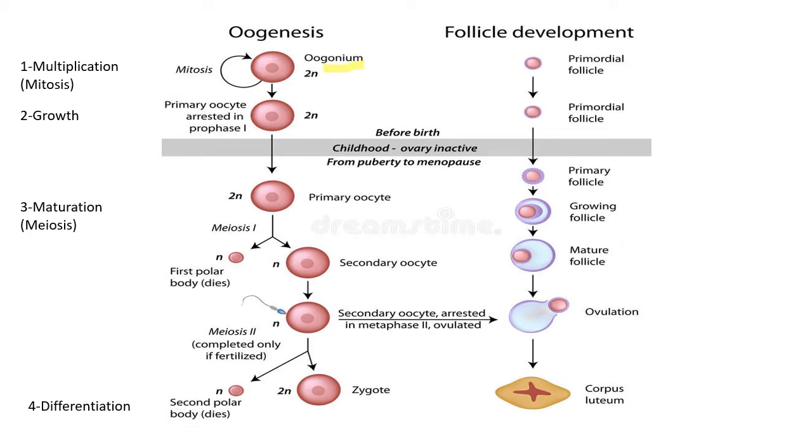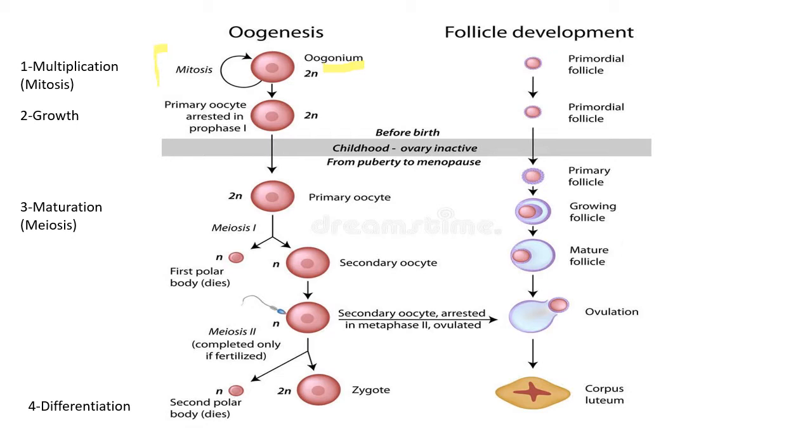Okay, first the oogenesis starts with the oogonium. Oogonium is a germ cell, a germ stem cell. It has two N chromosomes, so it is a diploid cell. Oogonium in singular, oogonia in plural. Okay, we have the oogonium that undergoes the multiplication phase, or mitosis.